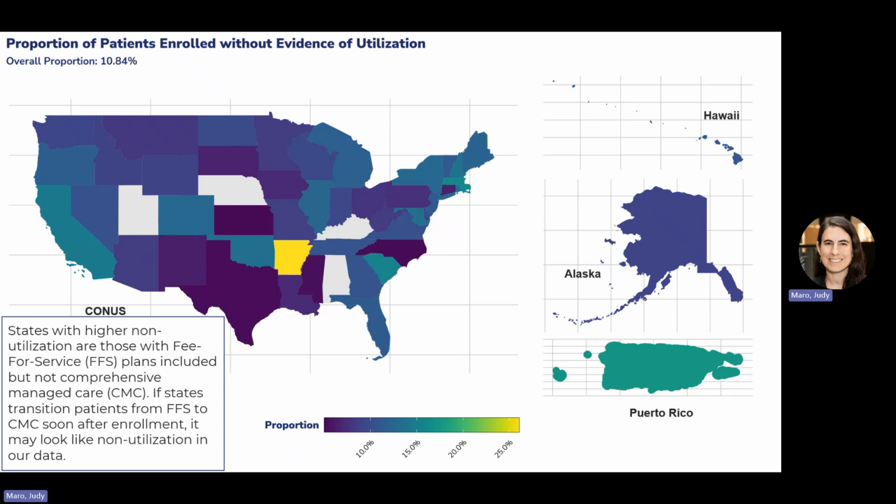And in that case, what can look to us like non-utilization may just be people who are transitioning from fee-for-service plans to comprehensive managed care plans in our data, when we're not including those comprehensive managed care plans because we have some data quality concerns.